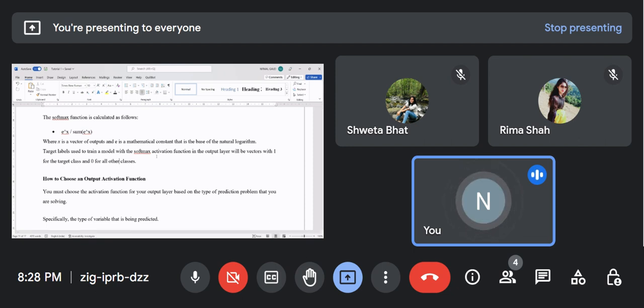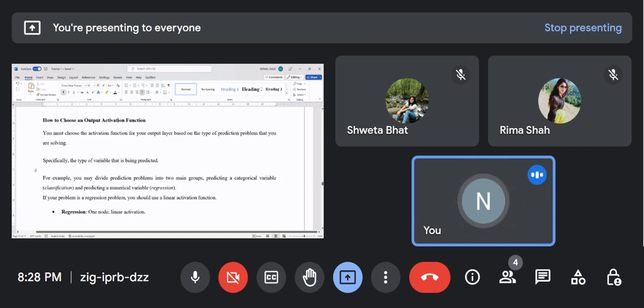Okay, so again it will be based upon the classification. So Softmax is also used in a classification problem. Okay, not for prediction, for classification basically. Okay, now how to choose the output activation function. Now again, this is what we need to understand, how to choose.